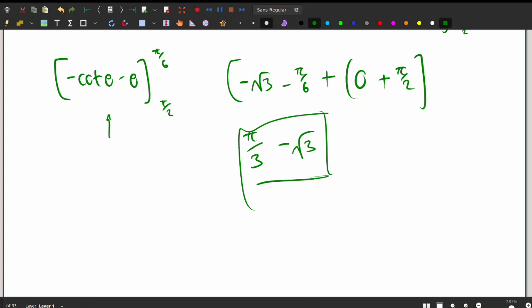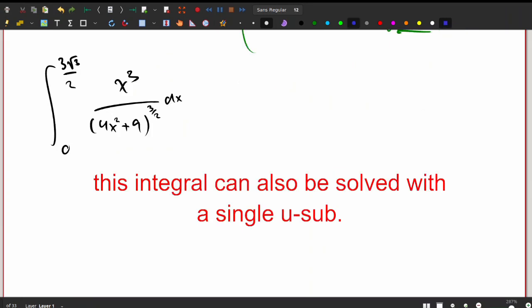Remember, it's a definite integral, so when you have some bounds here in terms of x and you want to convert it to theta, remember that your bounds will also have to change to make sure that they are in terms of theta. Let's do another definite integral.